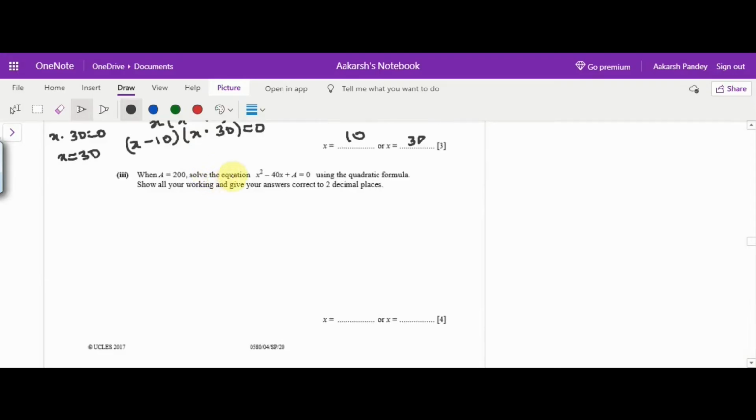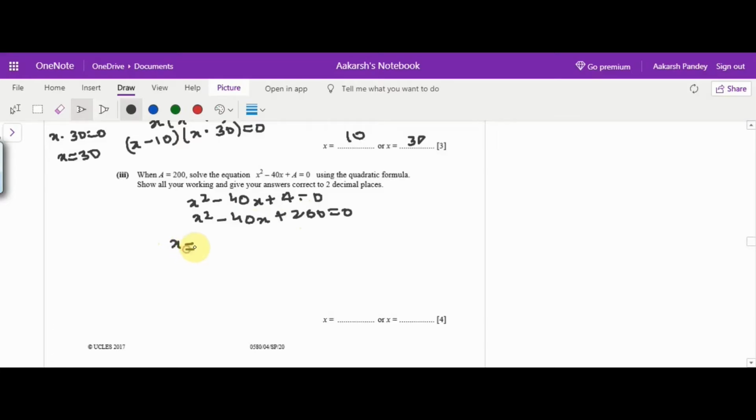When a is 200, we have to solve the quadratic equation using the formula. So we get x square minus 40x plus a equal to 0. This a is given to us as 200. So we'll write it as x square minus 40x plus 200 is equal to 0.